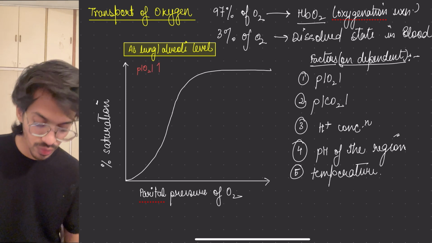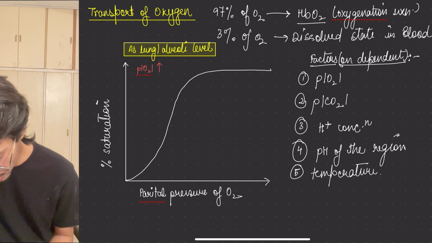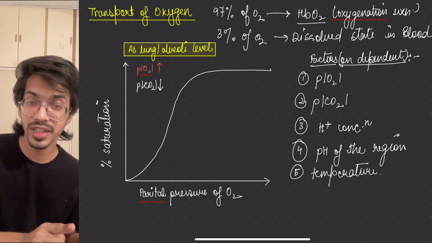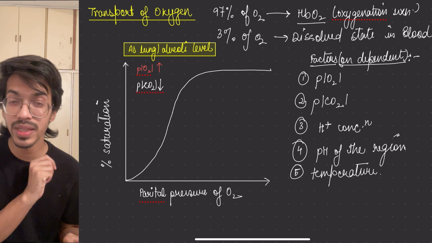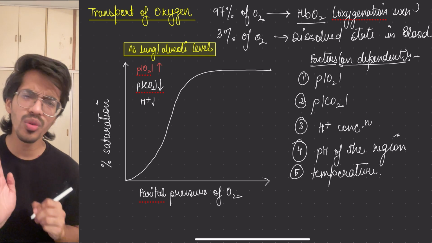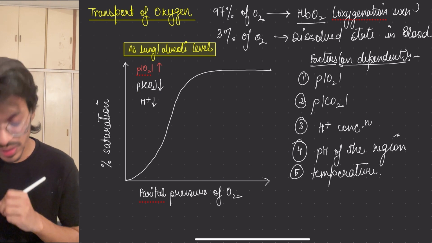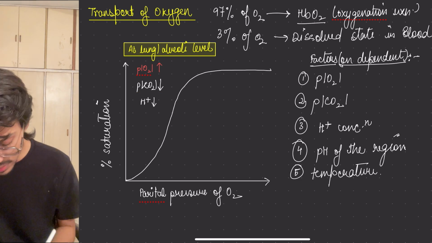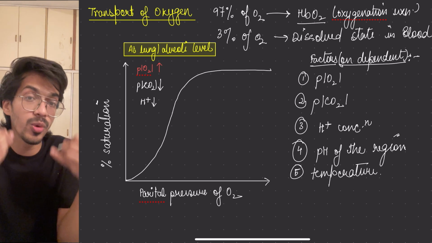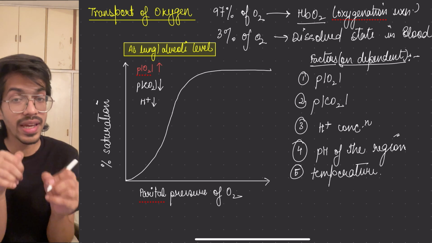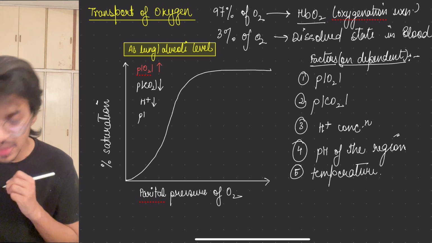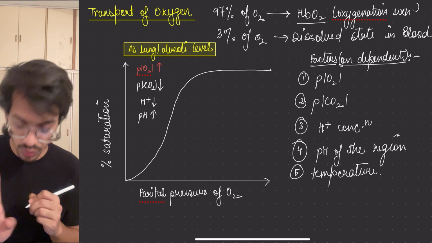So whose pressure would be less? Partial pressure of carbon dioxide will be low. If partial pressure of carbon dioxide is low, it means acidity will also be less, so H positive will also be less. If H positive is less, it is less acidic, so pH would be higher. High pH is there, and the temperature would be low.